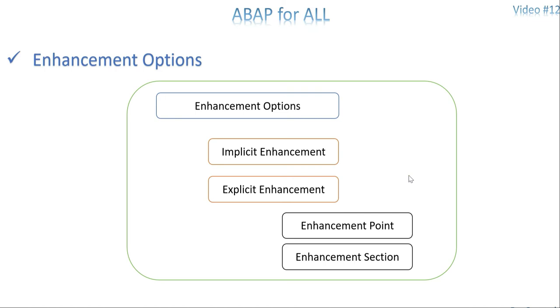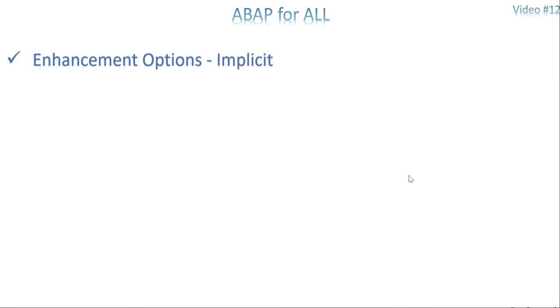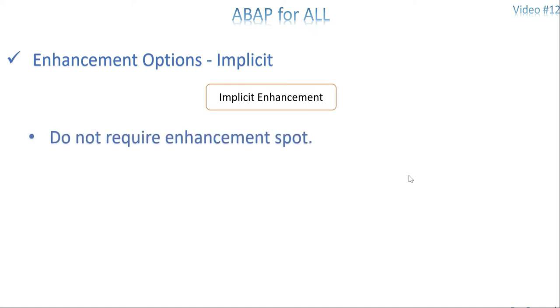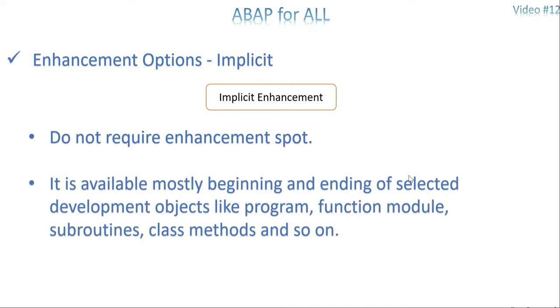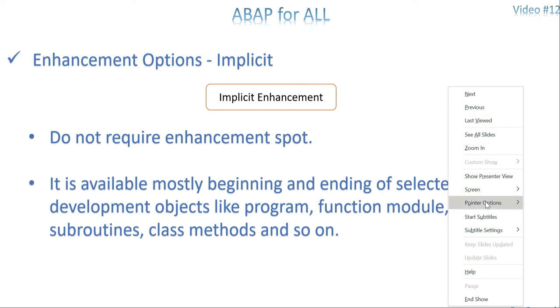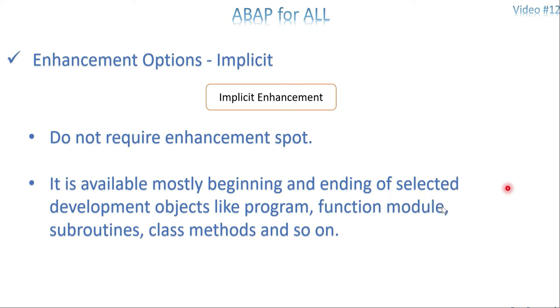Okay. And today we are going to see implicit enhancement options, how to find the implicit enhancement and how to implement it. Okay. So let's get into the implicit one. Implicit is a very simple one, and it doesn't require any enhancement spot. And how to find the implicit enhancement option is, normally it is available mostly at the beginning and ending of any selected objects from SAP.